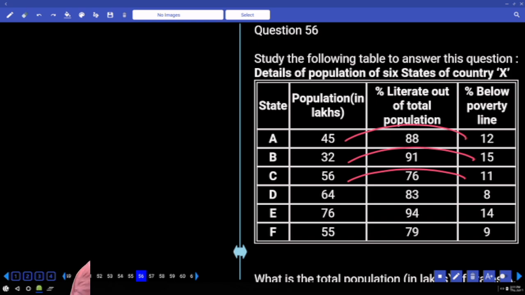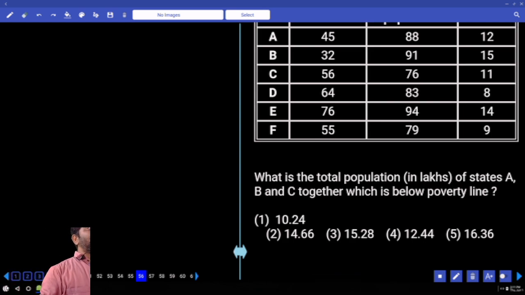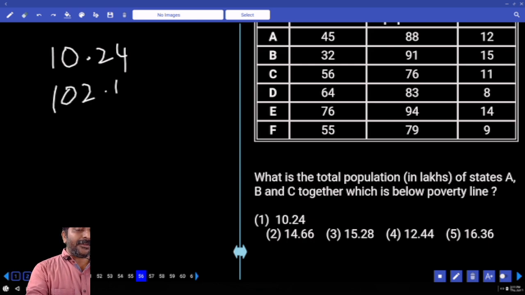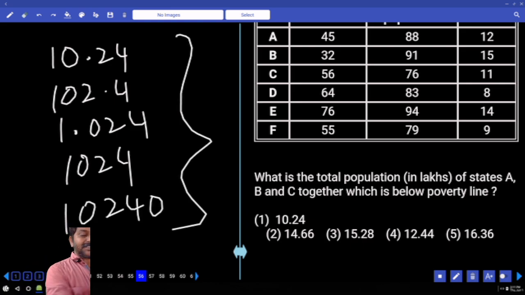Anyway, if you look at your options, if options are having numbers like 10.24, 102.4, 1.024, 1024, 10240, then you need to find out the exact place value including the actual number.